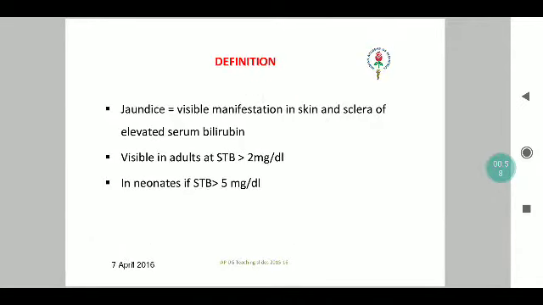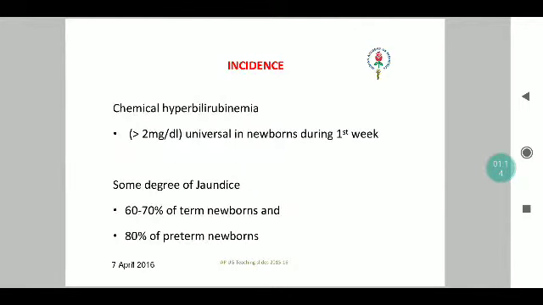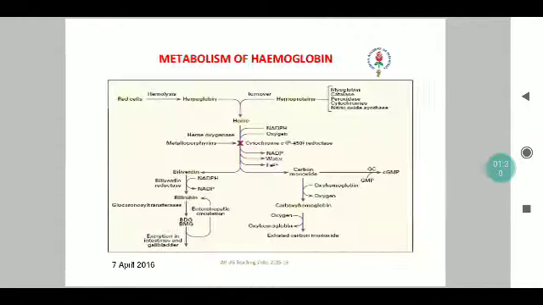cephalematomas. By definition, jaundice is a visible manifestation of the skin and sclera of elevated serum bilirubin, and in adults we know that it occurs when there is an elevation of more than 2 mg per deciliter, but in neonates it is visible only when more than 5 mg per deciliter. Now almost all neonates have chemical hyperbilirubinemia, that is bilirubin levels of more than 2 mg per deciliter, and 60 to 70% of all term newborns as well as 80% of preterm newborns have physiological jaundice.